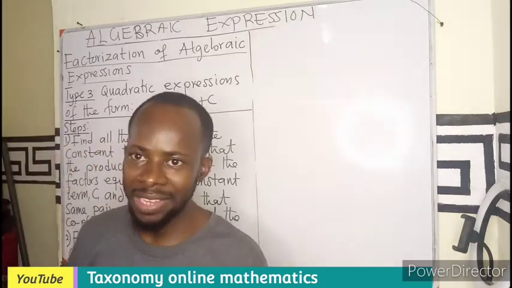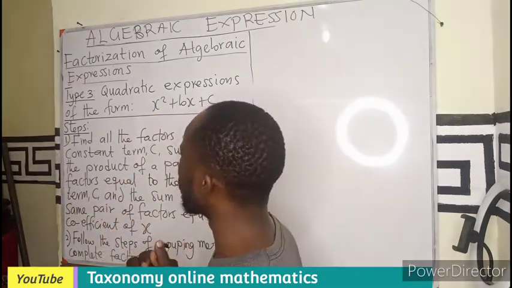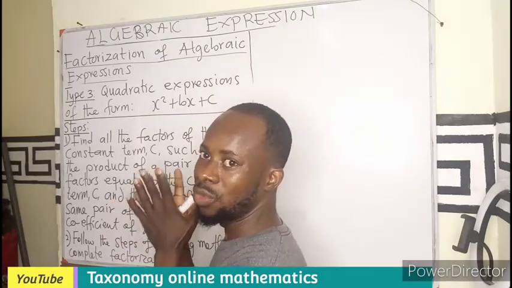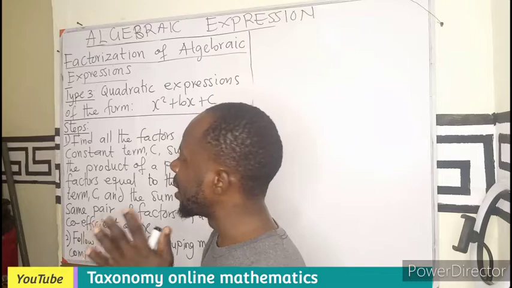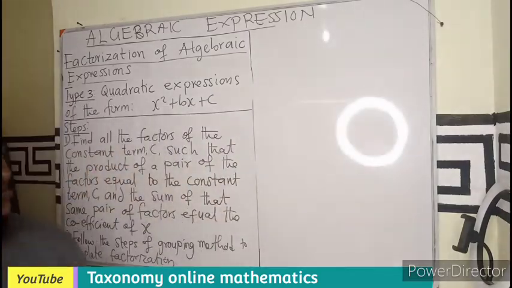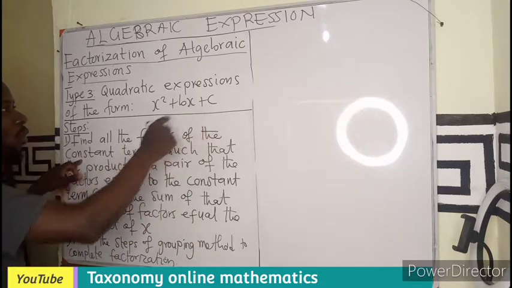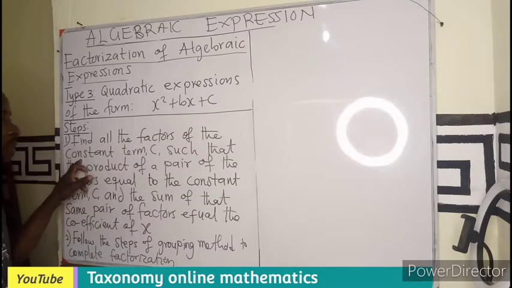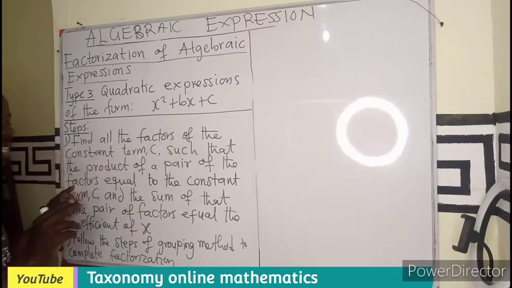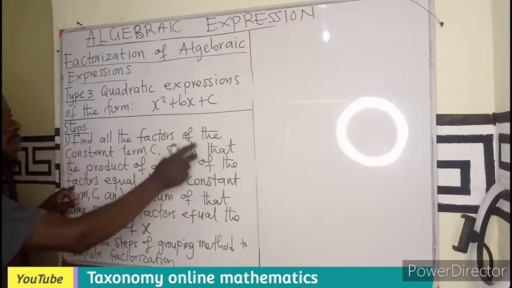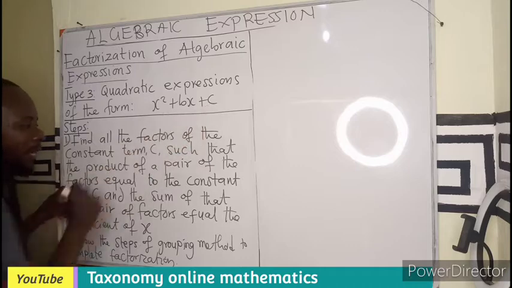Now, if you are to factor, you can see this is a trinomial, 3 terms. It is an algebraic expression containing what? 3 terms. So if you are to factorize this, we have to follow some simple steps. The first step is that we find all the factors of the constant term, which we know this is the constant term, the c, such that the product of a pair of those factors equals the constant term. The product of the pair of the 2 factors should give us c.